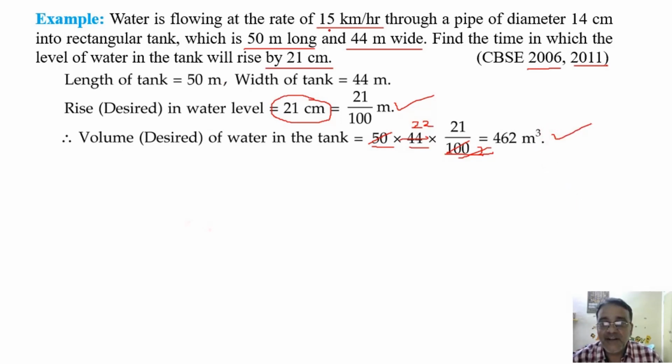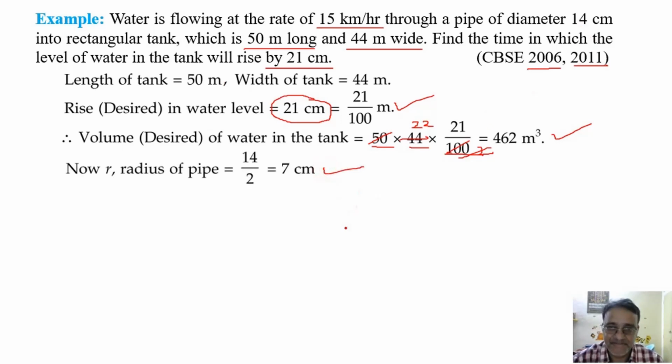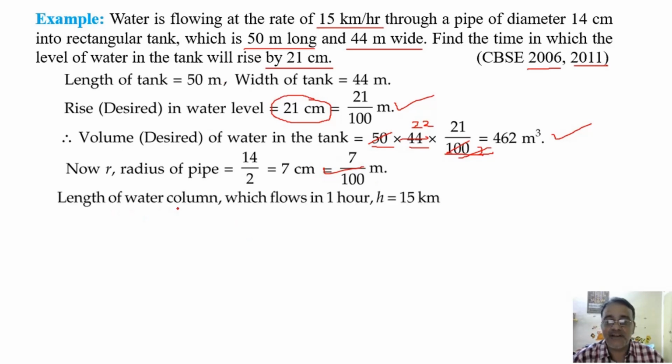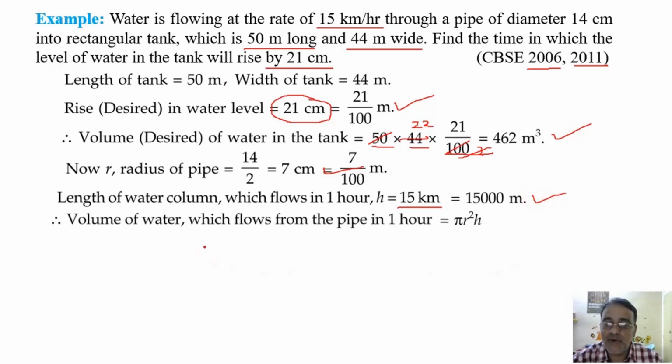Now the rate of flow of water through the pipe is given, and the diameter is given as 14 centimeter. So radius will be 7 centimeter, and 7 centimeter means 7 upon 100 meter. And the length of water column which flows in 1 hour is 15 kilometer, that is 15,000 meter.